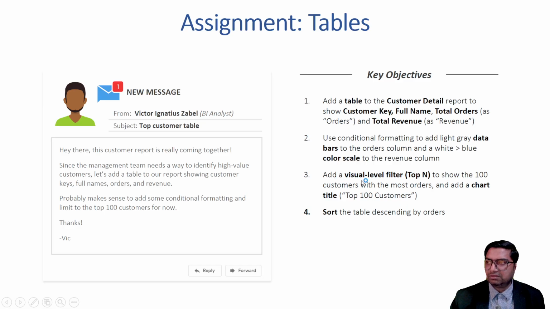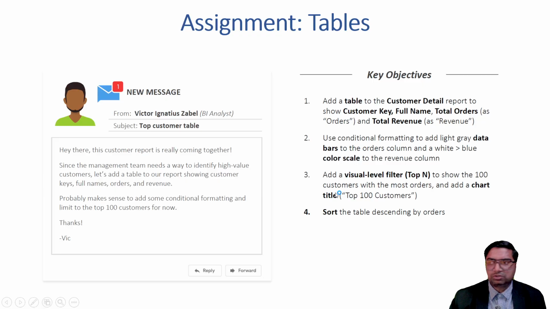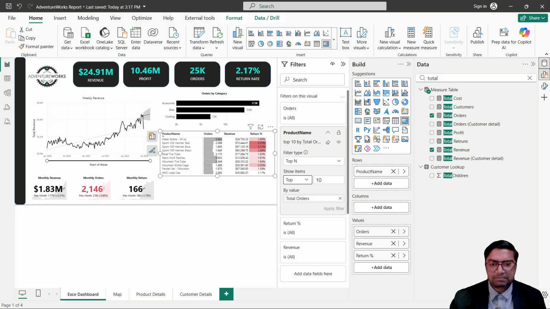The last objective is to add the visual filter Top N and show the 100 customers with the most orders, with a chart title of Top 100 Customers. So we need to add the title over there, and sort the data in descending order by the orders. So that is our objective. At the end of this, we will get a solution like this. We will get a table like this. So let's do one thing: I'll open Power BI quickly and do the same thing in the reports.